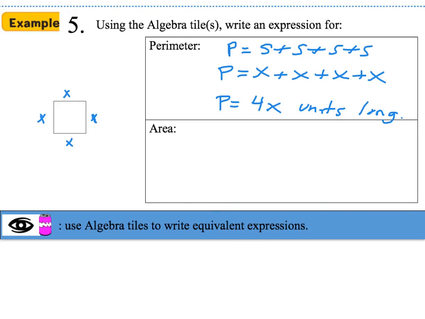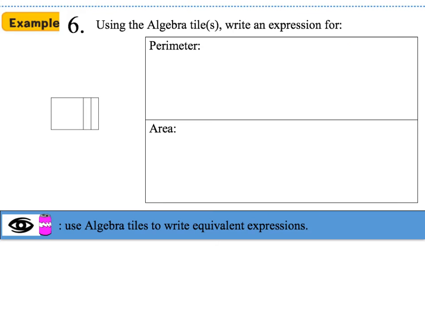Now let's find the area. The area of a square is equal to side times side, or side squared. We know how long one side is. One side is equal to x, so I can plug that x in for s, so it would be x squared. So the area could also be written like this, x times x, or x squared. They're the same exact thing, but let's make sure we write units squared because it's area. So the area inside of this tile would be worth x squared.